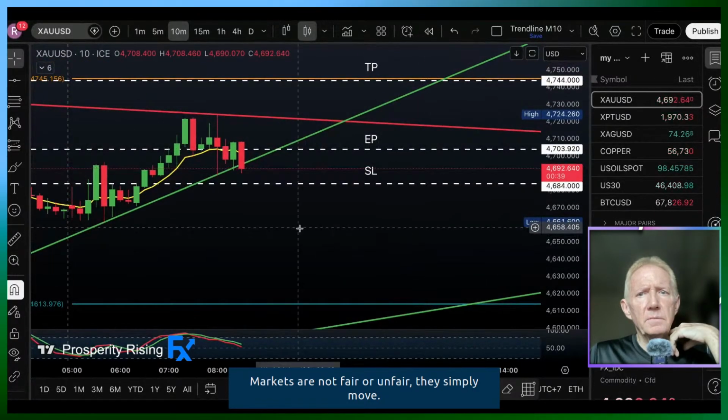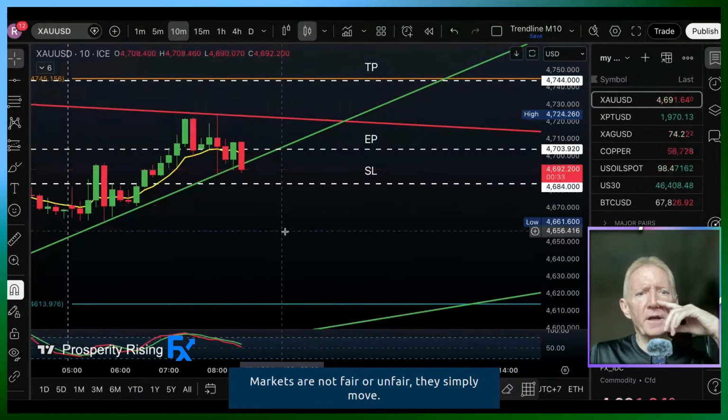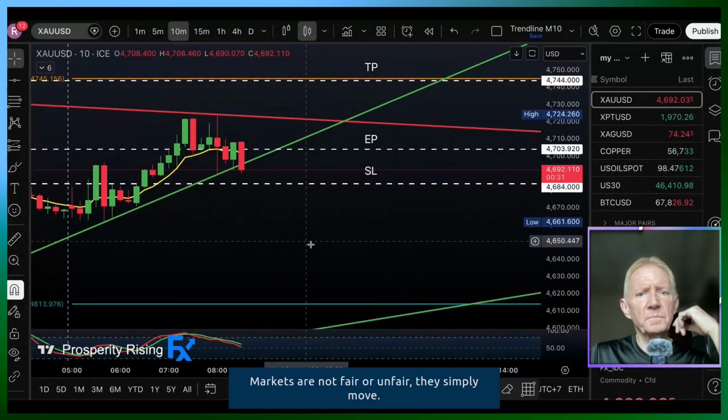So getting an initial break of the trend line here. Got another 30 seconds on this candle. Let's see what happens.